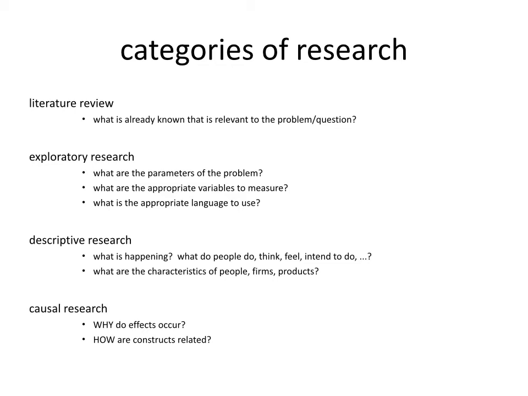Four major categories of research. The first is a literature review. And again, I specified that this was an important first step in conducting research, finding out what's already known that's relevant to the problem. You never want to reinvent the wheel. Most research questions have been addressed. The question, as I said before, is whether they were addressed in a way that's sufficiently similar to the current problem that those conclusions can be used rather than conducting new research.